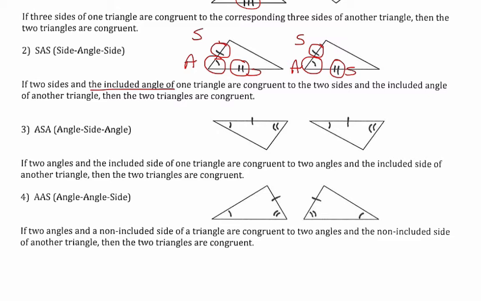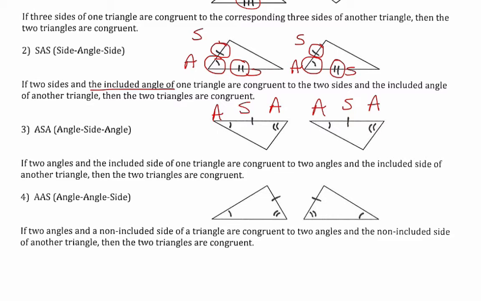So, two angles and the included side. Included simply means the side that connects the two angles. So if it goes an angle, included side, and then an angle, matching an angle, an included side, and an angle, then those three things are good enough to guarantee me that these triangles are the same.